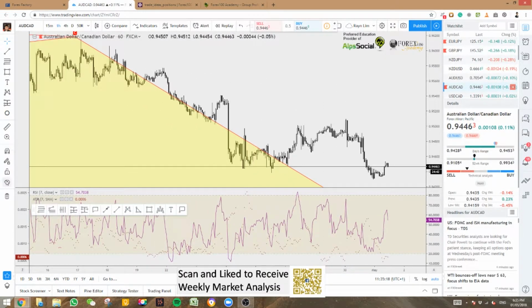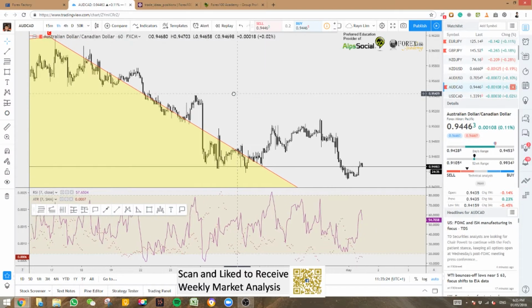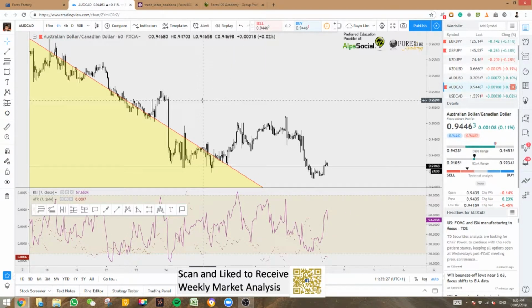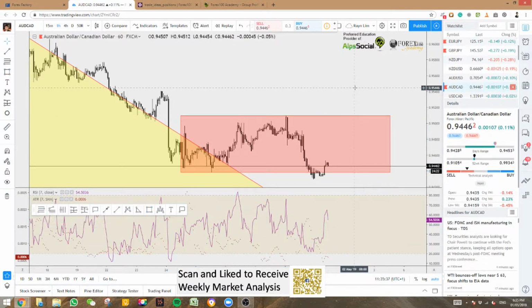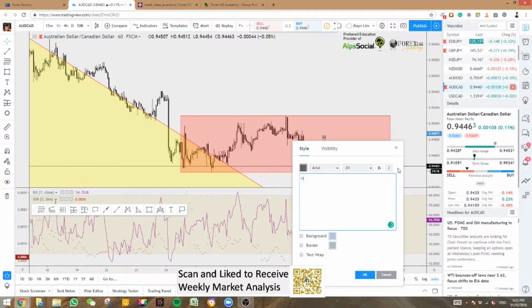Alright, so yep, it's a basic support resistance trade if you are looking for a trading opportunity. So definitely this is a retracement. So your sell zone right now is pretty wide. This is your sell zone area if you are looking for a shorting opportunity. Alright, so you can label which one. Sell zone, right?